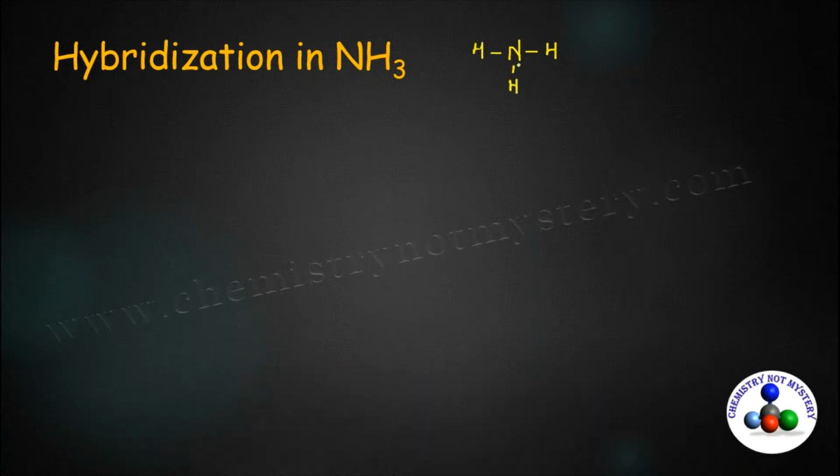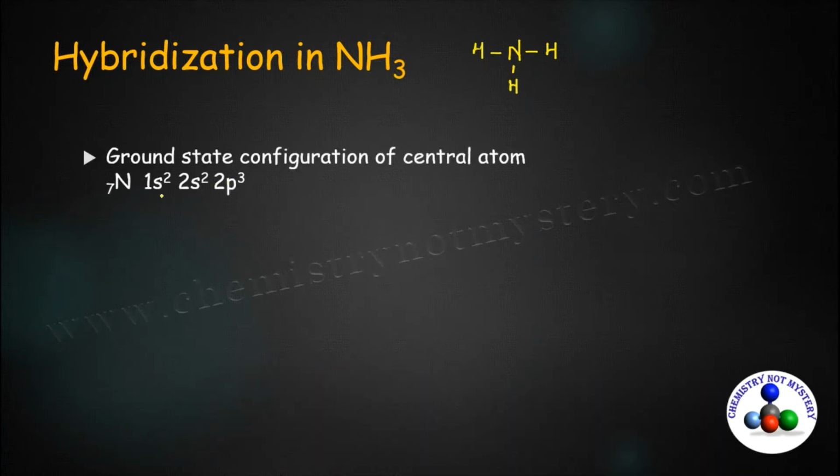Atomic number of nitrogen is 7, so the configuration will be 1s2, 2s2, 2p3. When you fill electrons in it, you will get 2 electrons in 2s and 3 electrons in 2p. For the formation of 3 sigma bonds with 3 hydrogens, nitrogen requires 3 half-filled atomic orbitals, and it already has 3 half-filled atomic orbitals. So when you hybridize them, you can't leave 2s alone.